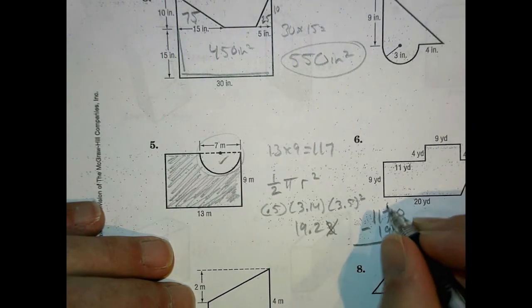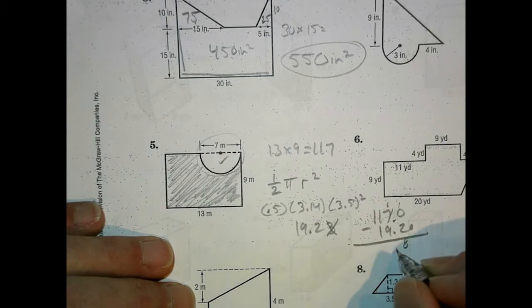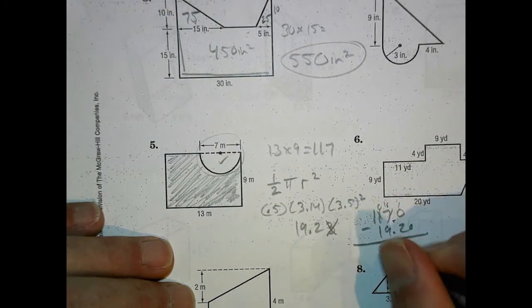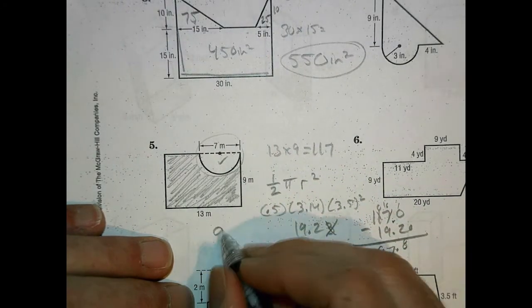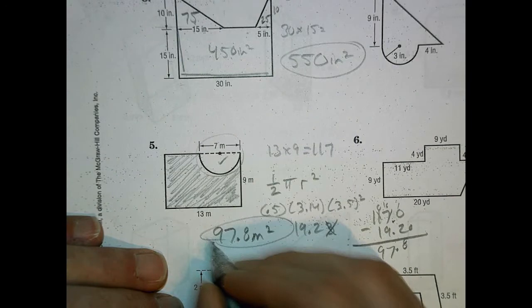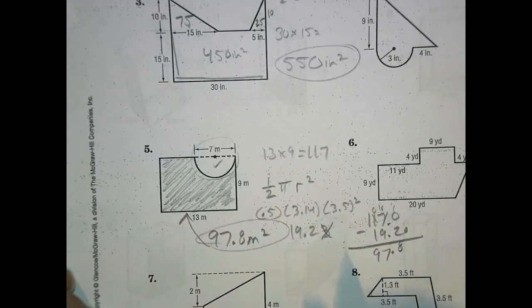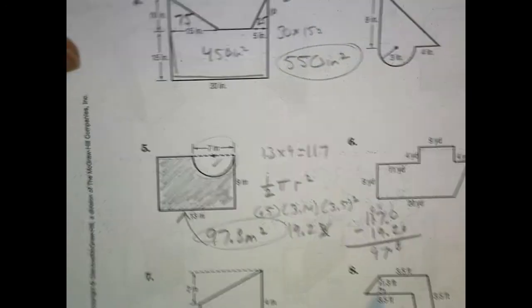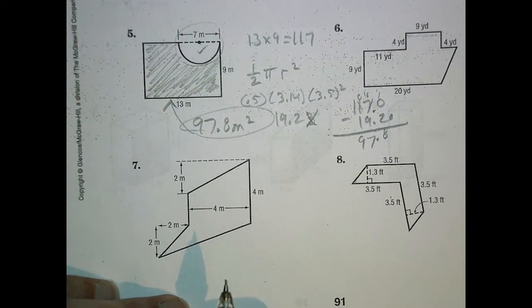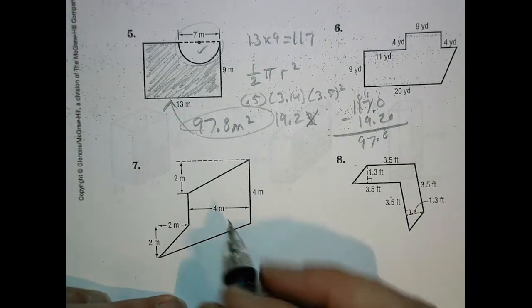All right, so we have 6, 10, 8 decimal. We're going to put 0 there. 16 minus 9 is 7, 10 minus 1 is 9. So we end up with 97.8 meters squared is what I have in that space once I get rid of that semicircle.